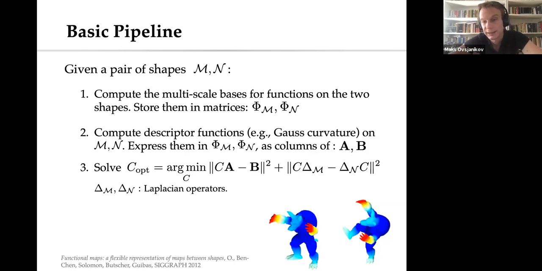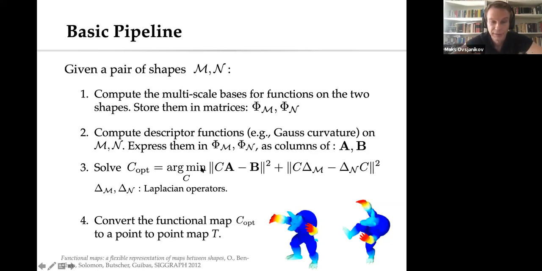And what's nice here is that, to check whether a correspondence is near isometric, you would presumably need to compute all pairs of geodesic distances, which is expensive. But here we avoid that by just looking at the Laplacian. And finally, once you have the C, you can convert it to a point-to-point map, right? So this is a very, very simple pipeline that we proposed, like I said, in 2012.